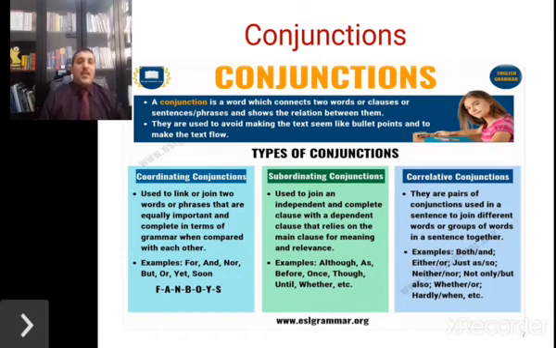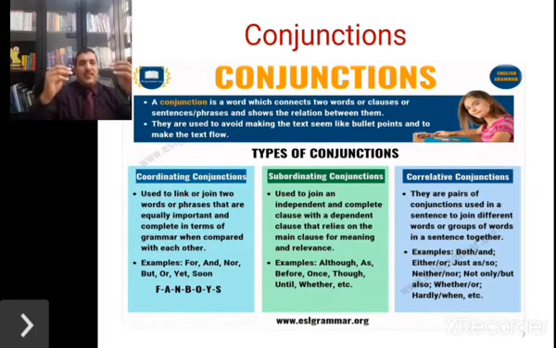Subordinating conjunctions are used to join an independent and complete clause with a dependent clause that relies on the main clause for meaning and relevance. Third, correlative conjunctions. They are pairs of conjunctions used to join different words or groups of words in a sentence together.